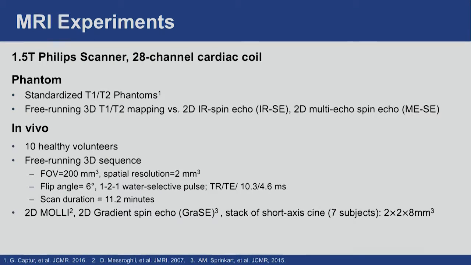This sequence was implemented on the 1.5 Tesla Philips scanner, and standard T1, T2 phantoms were acquired with the free-running sequence, compared with the 2D inversion recovery spin echo and the 2D multi-echo spin echo method. For in vivo imaging, 10 healthy volunteers were recruited, and the spatial resolution of the free-running sequence is 2 millimeters isotropic, and the total acquisition was about 11 minutes.